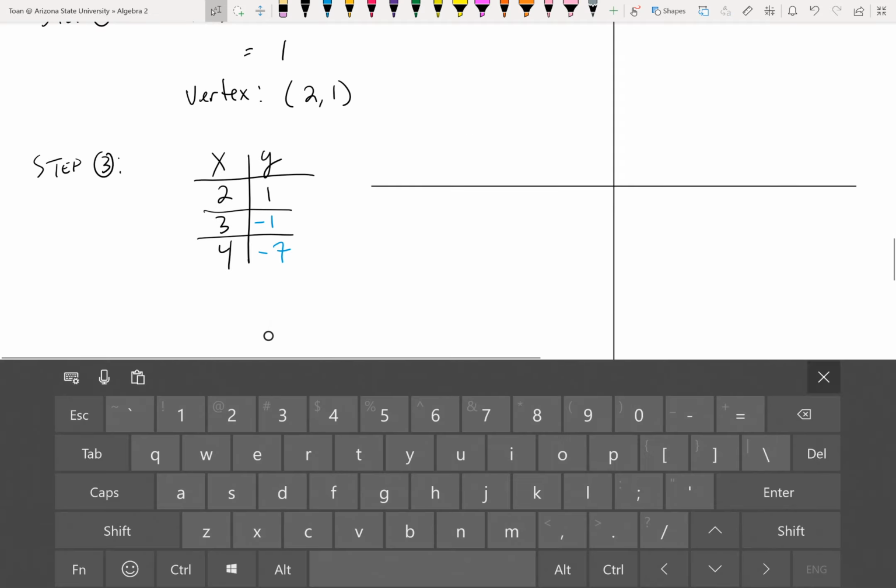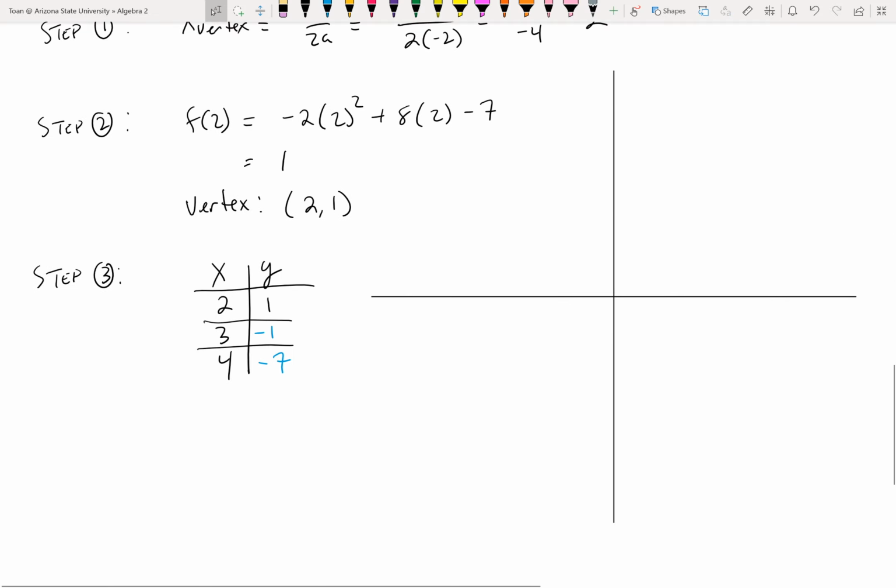Technically, you can plug in any x value that you want, but if you go too crazy, the y values might get too big. So I'm going to try to do a 10 by 10 here.